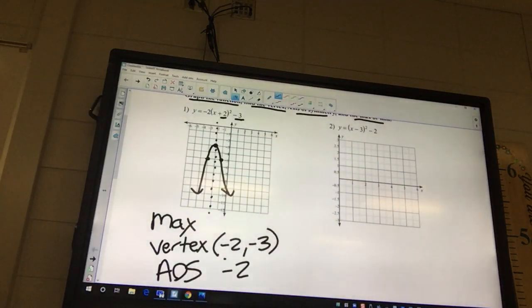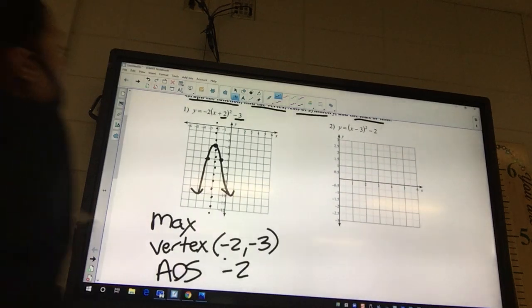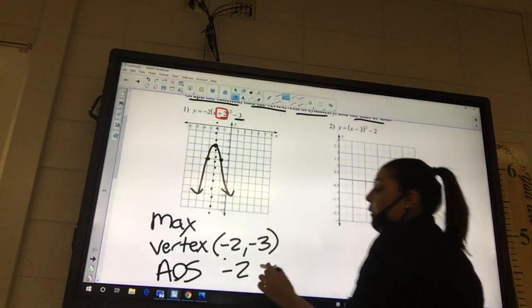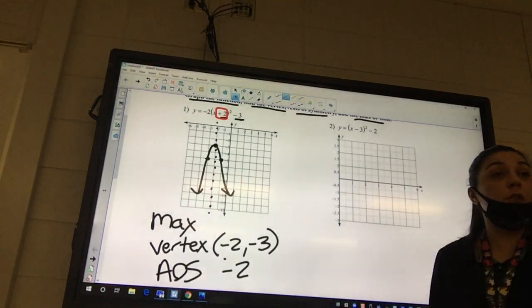Is that the number inside the parentheses? Yeah, the opposite though. So the opposite is the outside number? No. So see how this says, right here, it says +2? That's where we do the opposite on the inside always, so it's really -2.